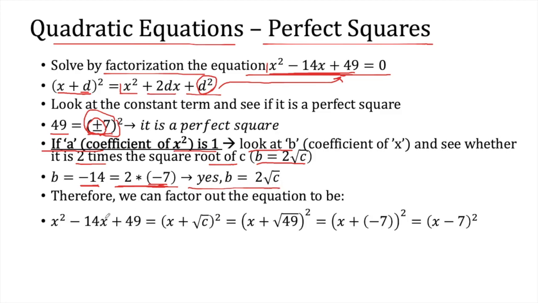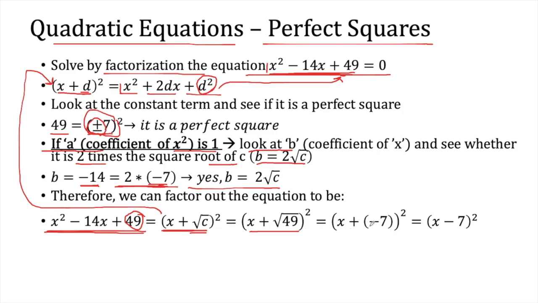And therefore we can factor our equation to be x squared minus 14x plus 49 is equal to x plus the square root of c the whole squared. And this is just an application of this binomial, since if we have x plus d whole squared, it's x squared plus 2dx plus d squared, and here 49 is our c, so the square root of c is root c, and therefore we can write the entire quadratic as x plus the square root of c whole squared. And this c is 49, so that is x plus square root of 49 the whole squared.